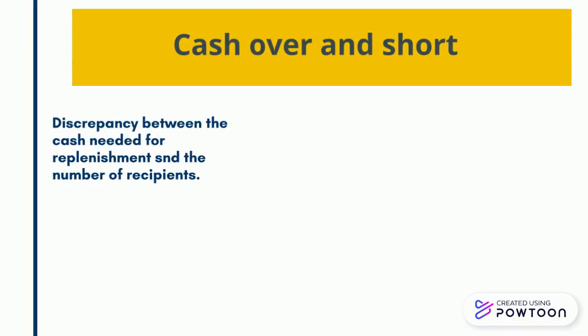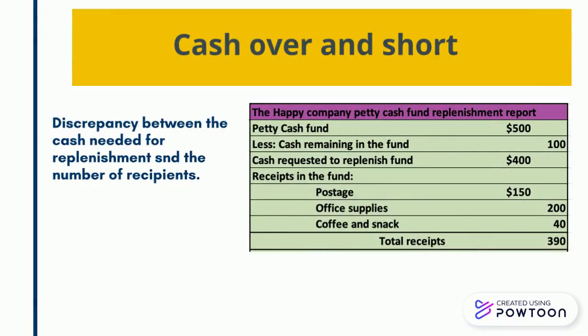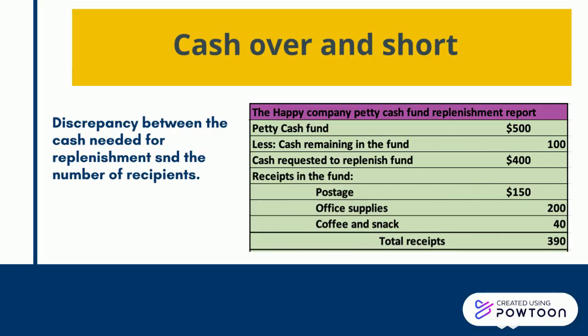The amount of cash needed for replenishment should equal the total amount of receipts. However, this is not always the case. Sometimes the custodian will not obtain all receipts or may give incorrect change. This would result in something we call a discrepancy.